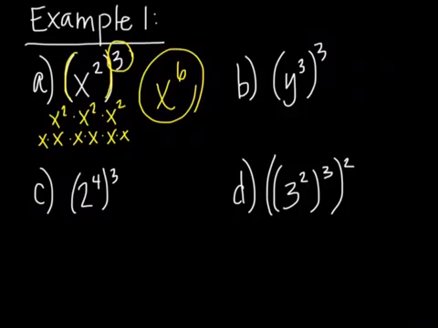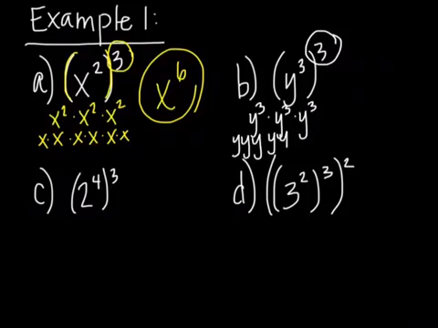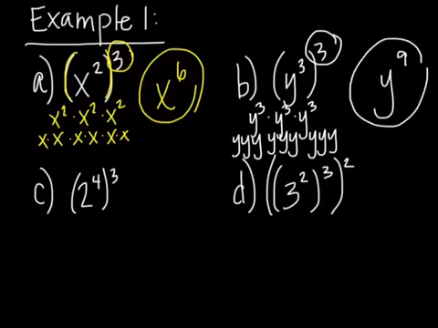Y to the third raised to the third power, I'll do the same thing. Again, I will identify my power on the outside. This tells me how many times the expression in the parentheses is multiplying itself. So y to the third times itself 3 times. Each y to the third is the same as y times y times y. So as I fully expand it out, I'll figure out that my base is y, and my power will be 9, because that's how many times it repeats.